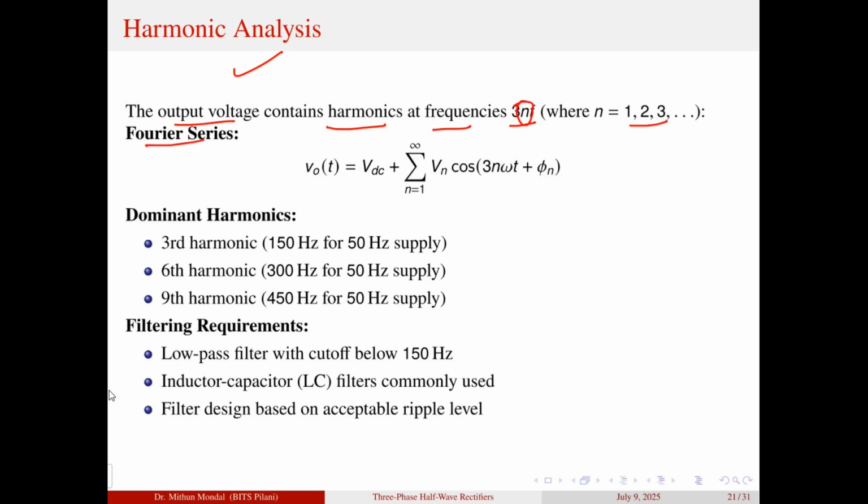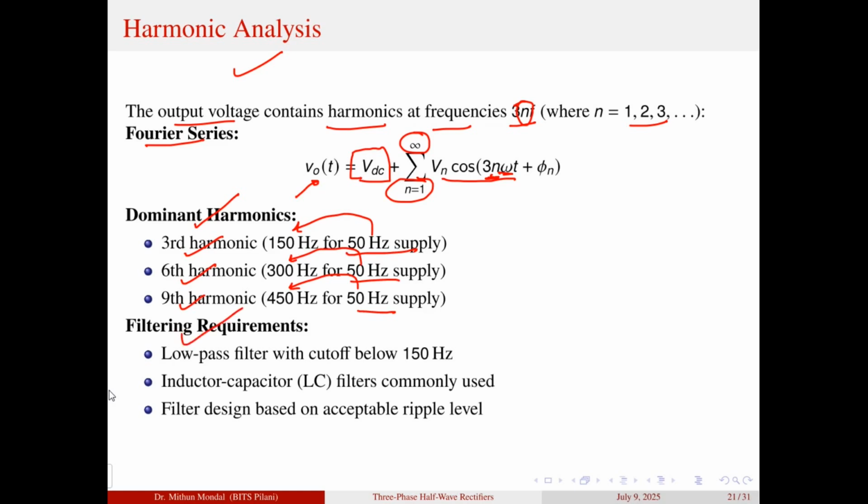And if you do the Fourier series expansion, then the output voltage will have a DC component, VDC, and there are harmonics present with the integer n equal to 1 to infinity. So here, the integer n which multiplies the frequency component will give you the harmonics. Generally, the dominant harmonics are the third, sixth, and ninth harmonics. If you have a 50 Hz fundamental component, then this comes to be 150 Hz, 300 Hz, and 450 Hz for the third, sixth, and ninth harmonic.